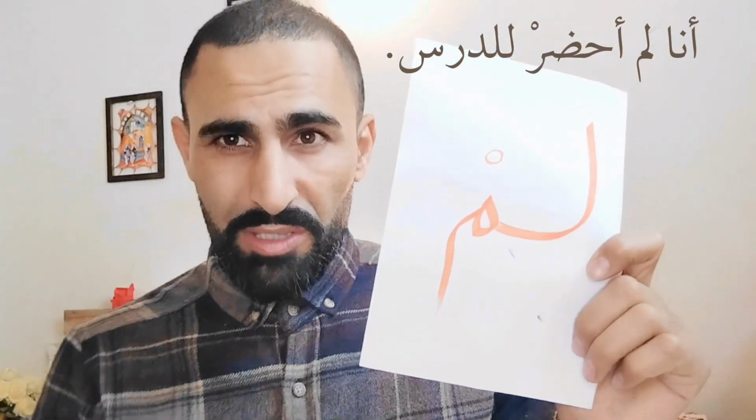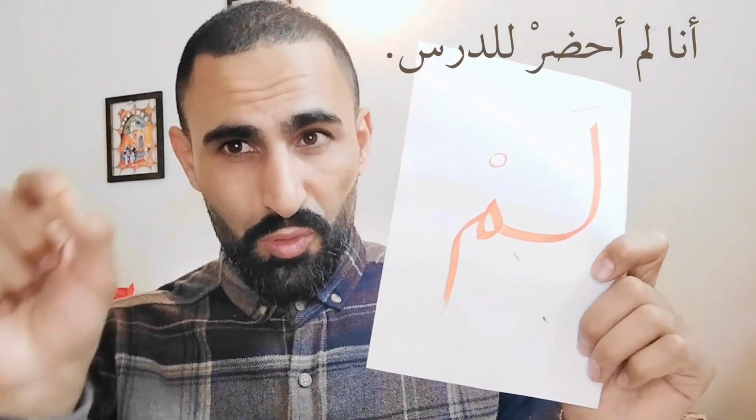What does it mean مجزومة? There is a سكون at the end. The last alphabet should have سكون. Okay, سكون. لم أحضر. لم أذهب. لم أشرب. Right?